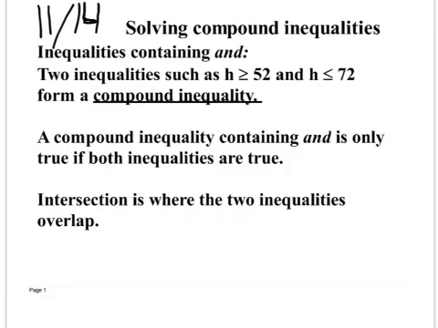Solving compound inequalities. Inequalities containing and. Two inequalities such as h is greater than or equal to 52 and h is less than or equal to 72 form a compound inequality. A compound inequality containing and is only true if both inequalities are true. The intersection is where the two inequalities overlap each other.